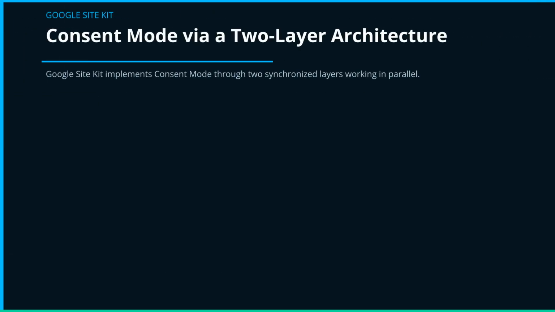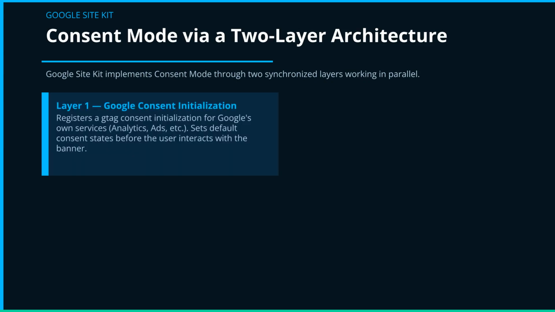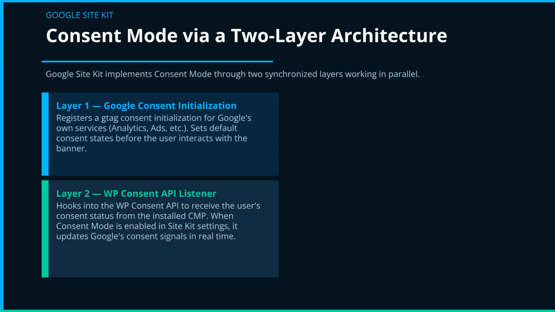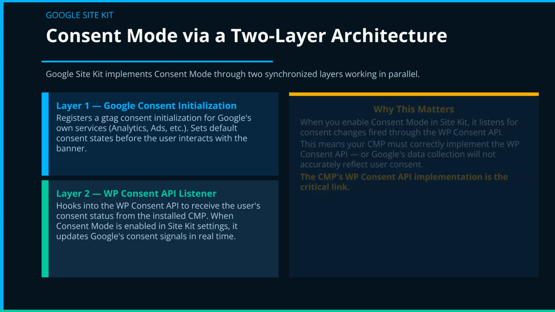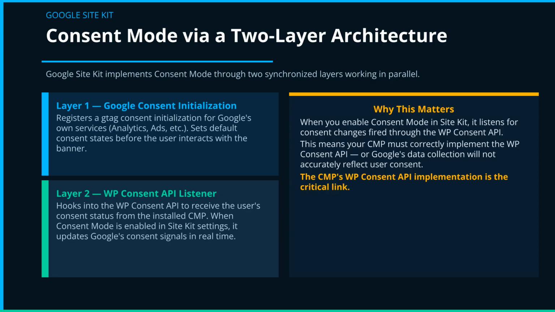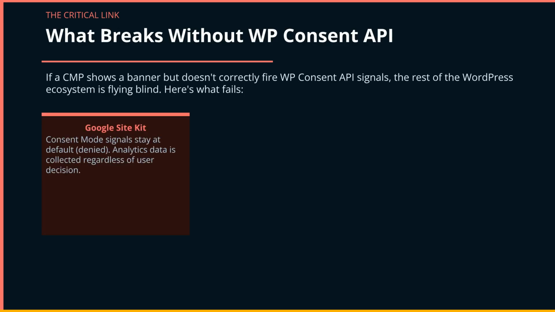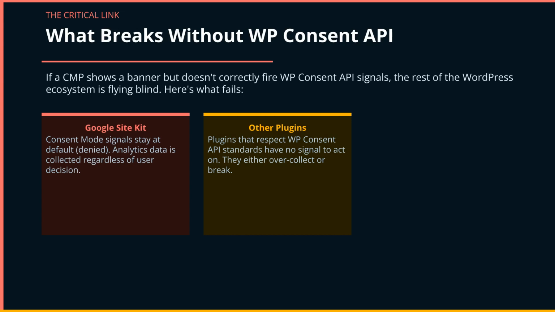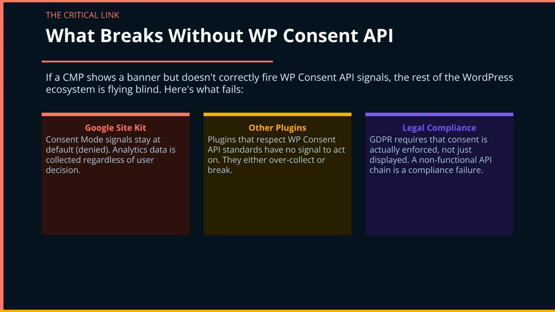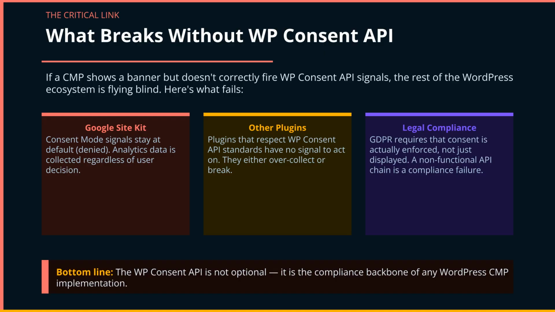Google SiteKit implements consent mode for WordPress through a 2-layer architecture. It registers a tag consent initialization for Google's own services and simultaneously hooks into the WP Consent API to receive the user's consent status from the installed CMP. When you enable consent mode within SiteKit settings, SiteKit listens for consent changes fired through the WP Consent API and updates Google's consent signals accordingly. Your CMP must correctly implement the WP Consent API, or Google's data collection will not accurately reflect user consent. It is the compliance backbone of every WordPress CMP implementation.